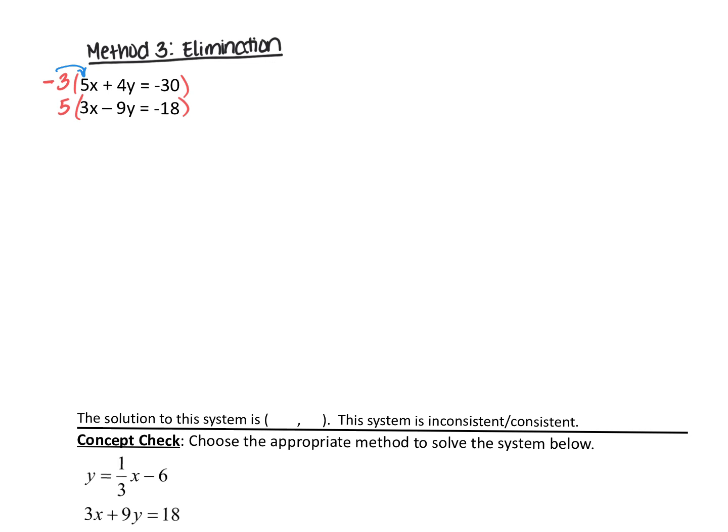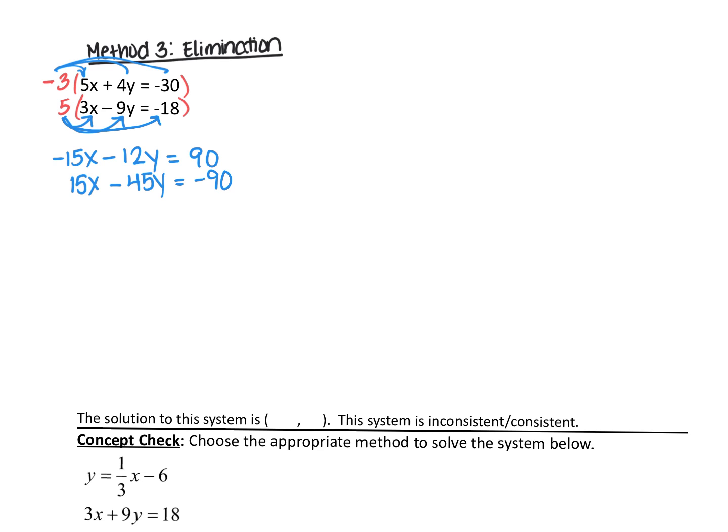So -3 times 5x is -15x. -3 times 4y is -12y. -3 times -30 is +90. And then we'll do the same thing with the bottom. 5 times 3x is 15x. 5 times -9 is -45y. And last but not least, 5 times -18 is -90.